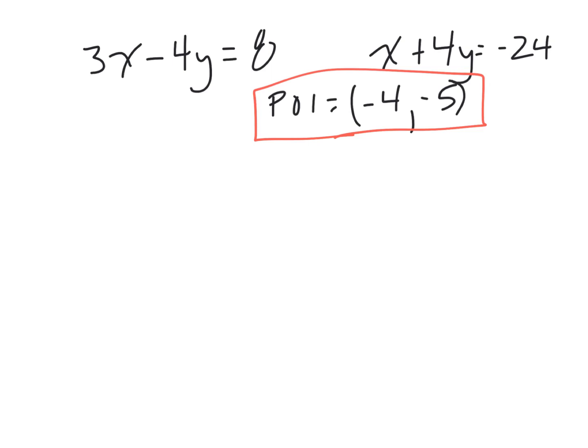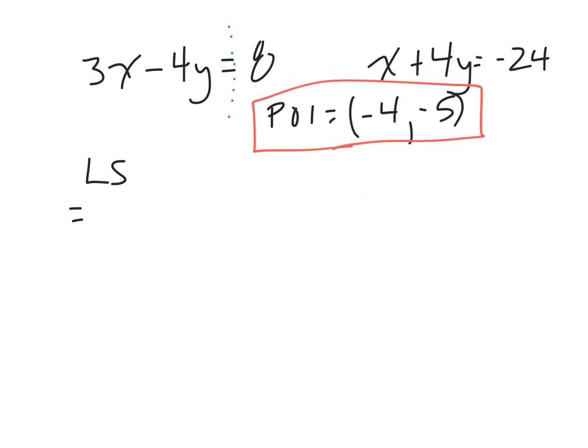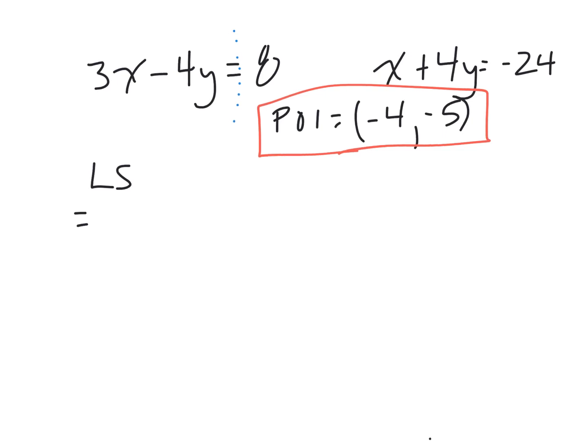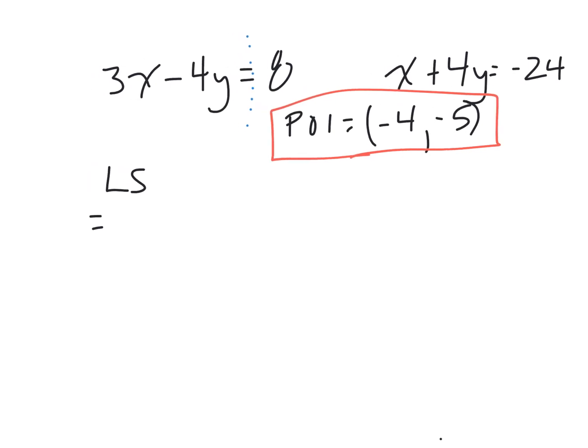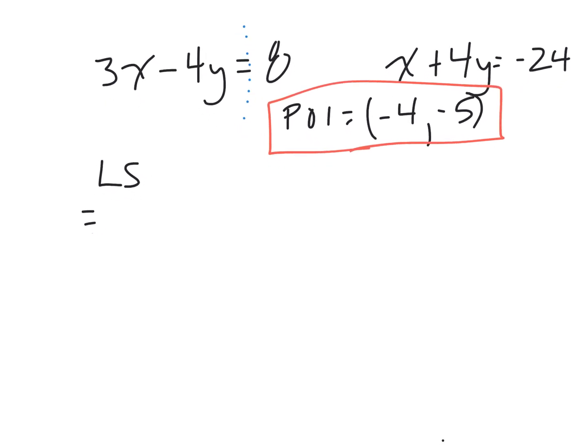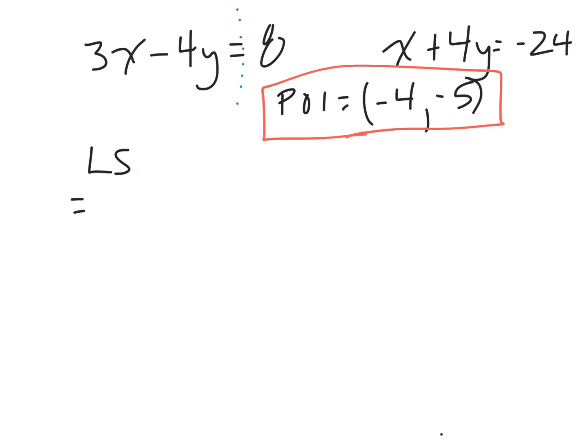Just to remind you how to do that, don't forget that you use the equal sign as your dividing line. So my left equals 3x minus 4y. It's really nice if I had a stylus, because this is really annoying right now. Sorry, guys. And I know my x value is -4.